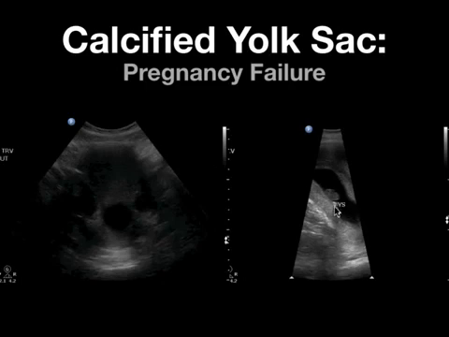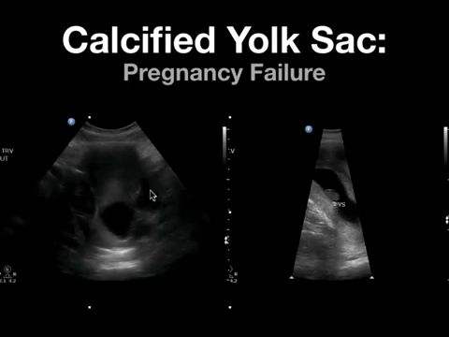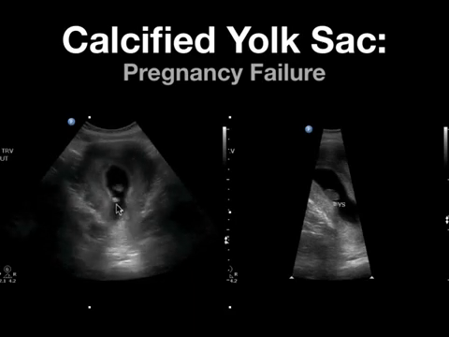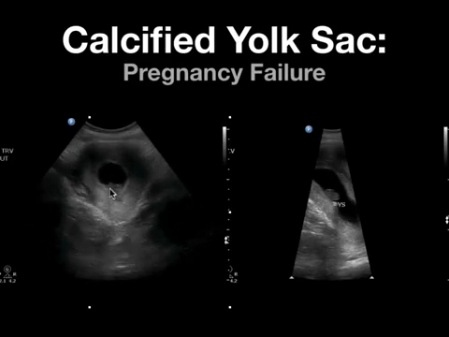The presence of a calcified yolk sac, like you see here, is associated with pregnancy failure. It's not the cause of the pregnancy failure, but it's the result of the pregnancy failure. And you can see on this transverse transabdominal sweep that you've got this calcified yolk sac. Here you have an embryo, and we'll talk about embryos in a little bit, but this embryo is greater than 5 millimeters and there's no cardiac activity, so this was a patient who had pregnancy failure.